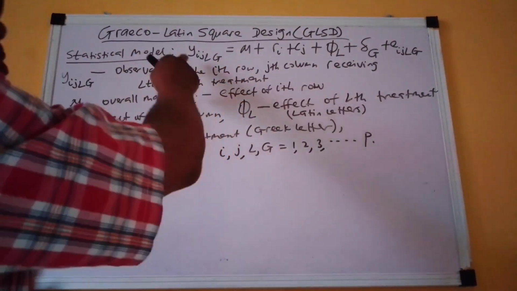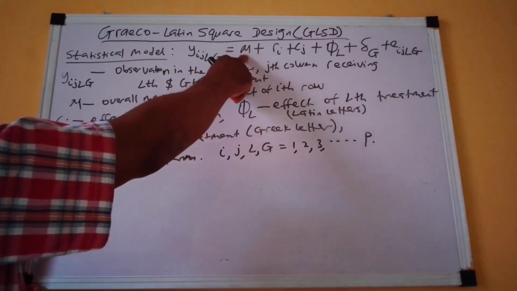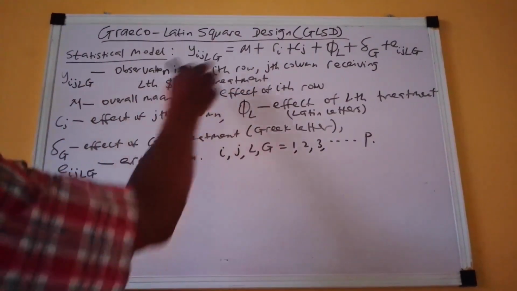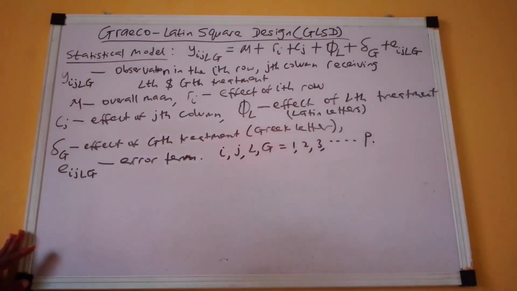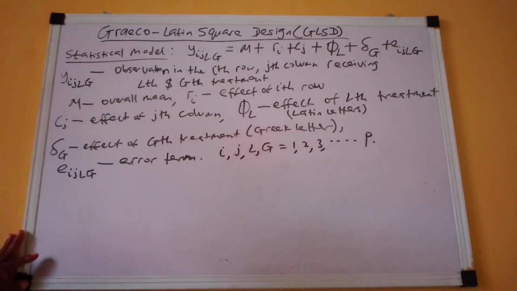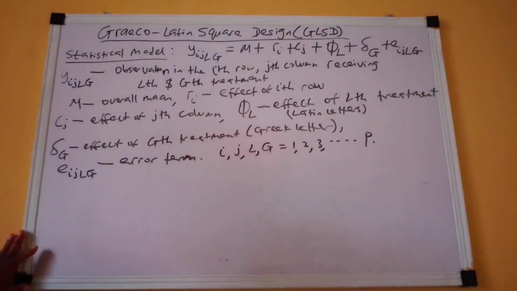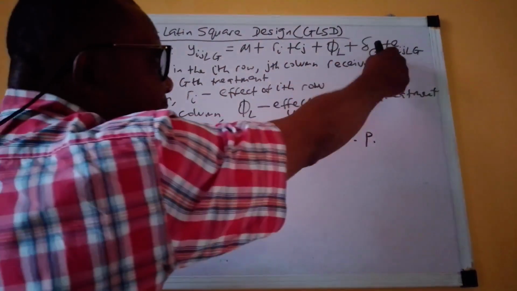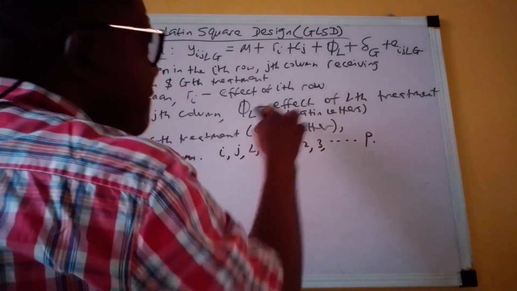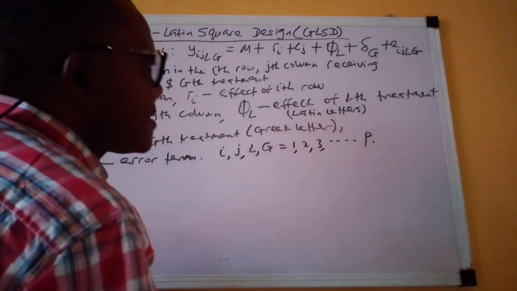The statistical model is Yijlg is equal to mu plus Ri plus Cj plus phi l plus delta g plus Eijlg. Mu is the overall mean. Ri is the effect of the ith row. Then Cj is the effect of the jth column. Then phi l is the effect of the lth treatment. The l there stands for the Latin letters. Then delta g is the effect of the gth treatment, and the g treatments are the Greek letters.